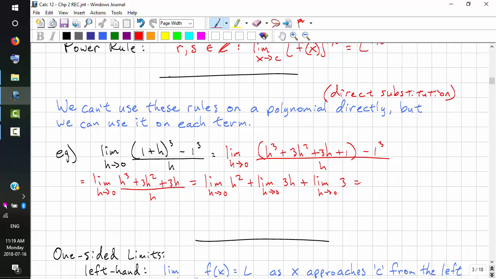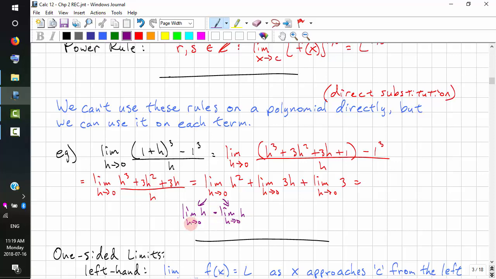Okay, so technically here, we can plug in a 0. We're not going to trivialize this too much, but really this is the limit as h approaches 0 of h times the limit as h approaches 0 of h. That's a times.